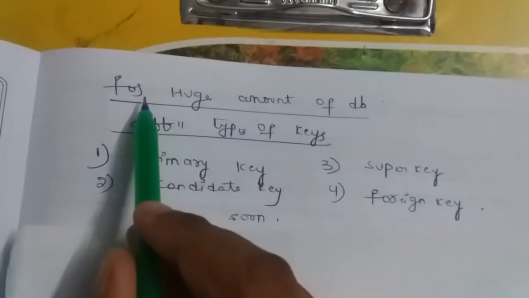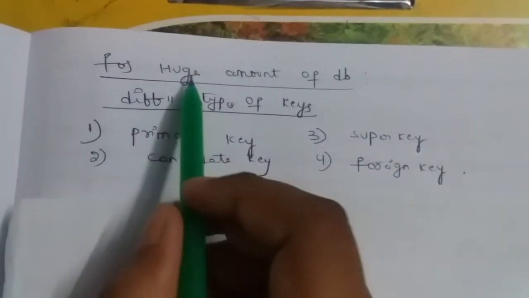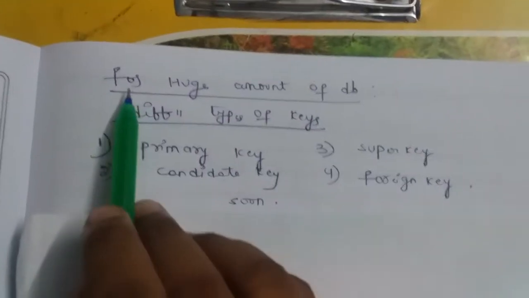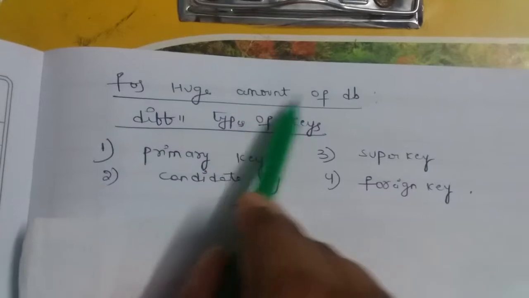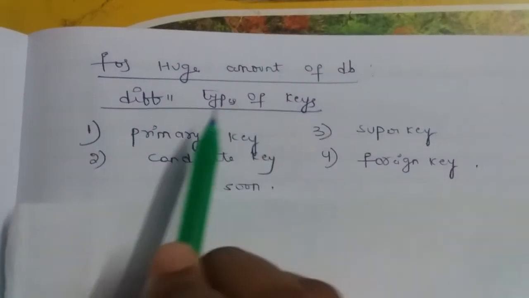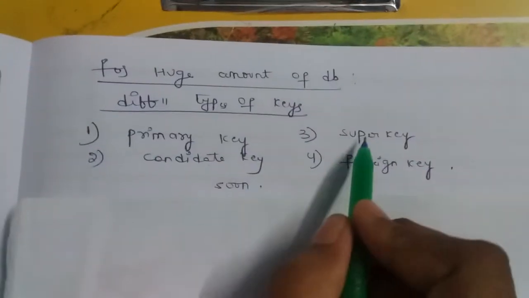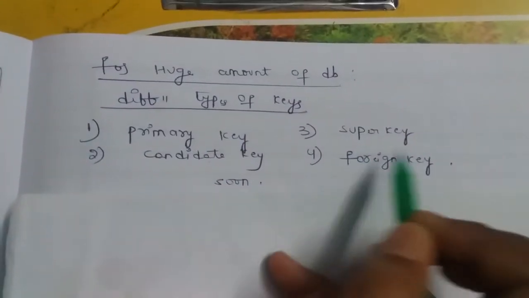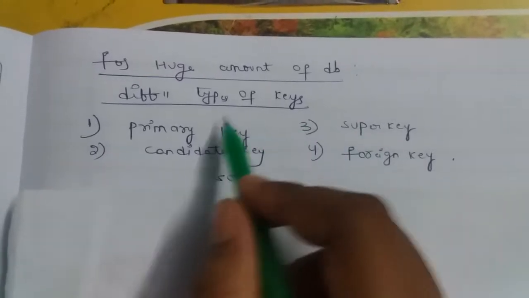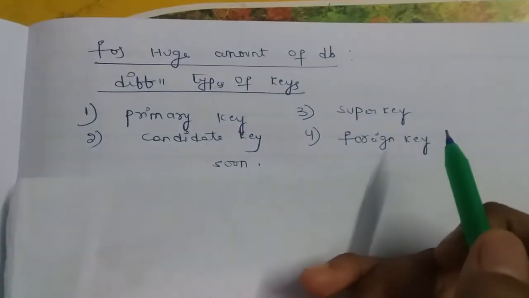Today's topic is, continuing from what I previously explained about keys: for a huge amount of data in a database, there are different types of keys. Primary key, super key, candidate key, foreign key. Not only these four, but mainly we use only these four.